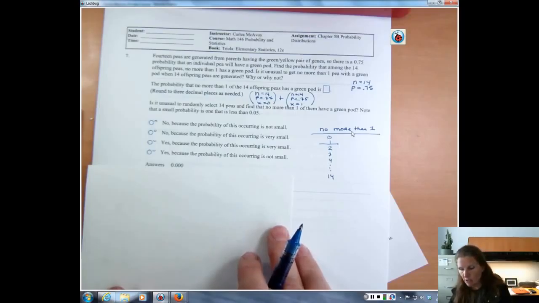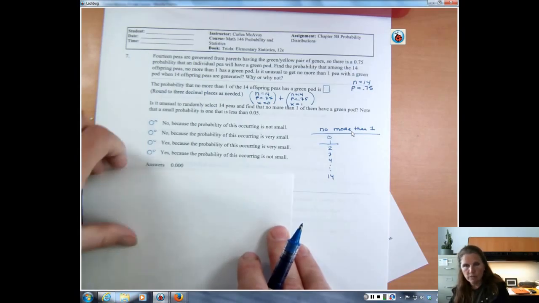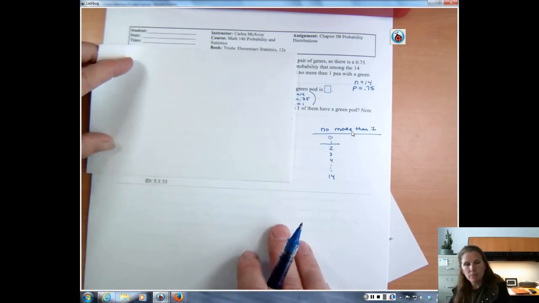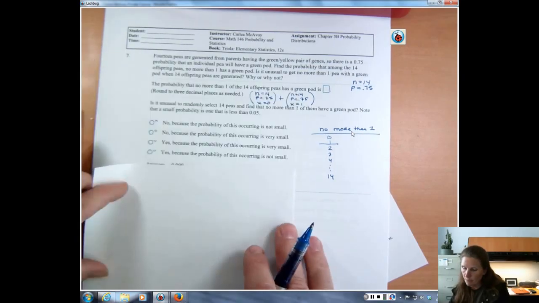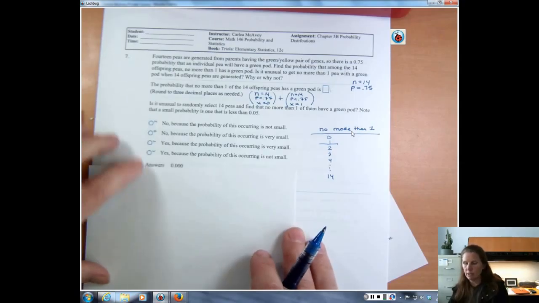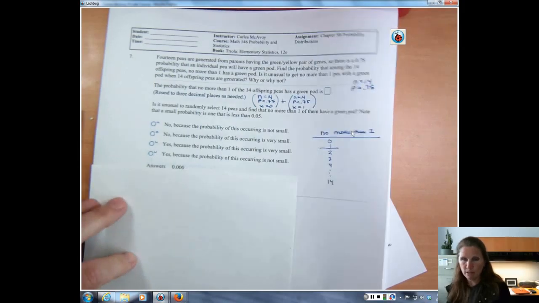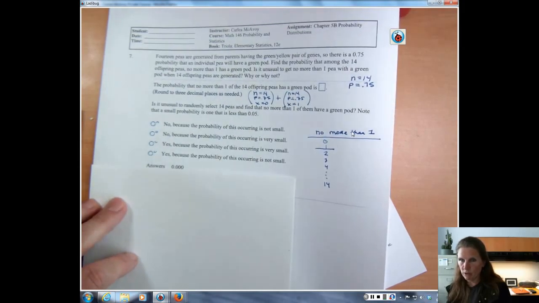Now that is less than 0.05, right? So you can make a decision about whether that's unusual or not, if it's less than 0.05 or if it's more than 0.05. That problem is number 5.3.33. I'm not answering that because by now you should be getting it. And if you're not, you need to go back and watch those previous questions about what makes something unusual and what makes it not unusual.